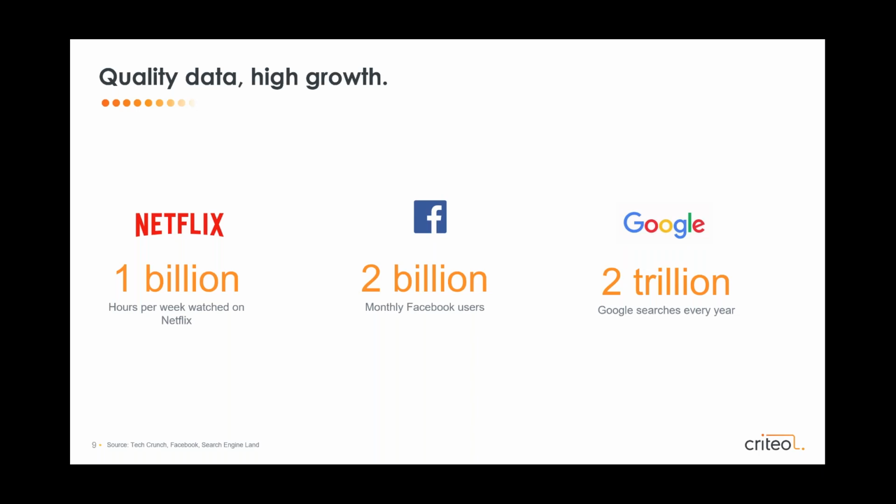So if we take a look at some of the most popular tech companies today, you'll see that data is the thing that stands out. It's what defines them. On Netflix, for example, viewers now watch 1 billion hours of content per week. Facebook has 2 billion monthly active users, and on Google, there are 2 trillion searches every year. All of these companies are using data and collecting data to deliver experiences and engage consumers.